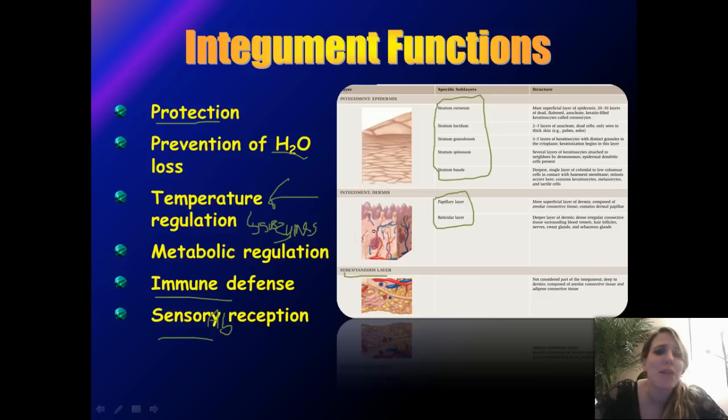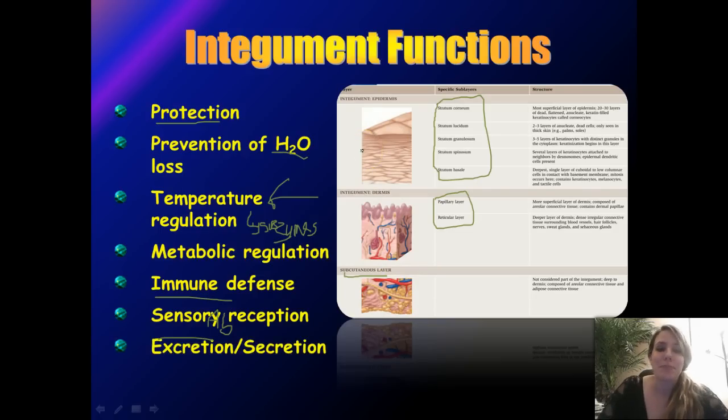But the dermis and the hypodermis are much busier places. So we're going to have blood vessels in there. We're going to have glands, nervous tissue. Of course, the hypodermis has the fat tissue. So these are things that you do not find in the epidermis.